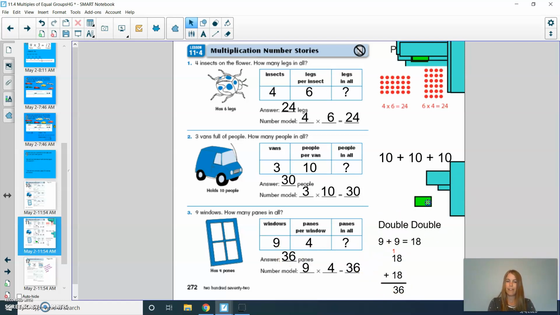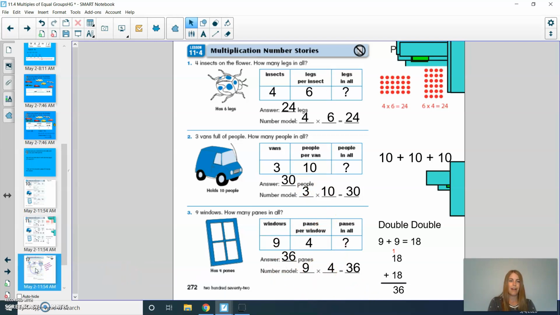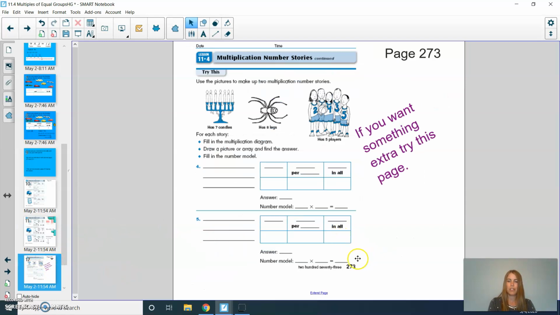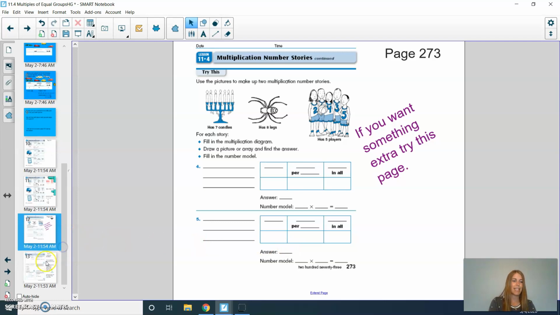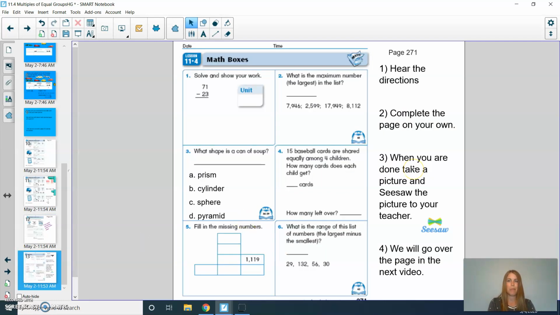And there's lots of different tricks when it comes to nines that maybe you already know or you'll figure out in the future. Again, if you could take a look and double check your work, and if you want to make up more problems on the side, that would be great. Also, if you look at page 273, if you want something extra today, you could try this page as well. They have 3 different pictures, and you would fill out the multiplication diagrams to make up some problems on your own. The last thing we'll talk about today, though, is math boxes.